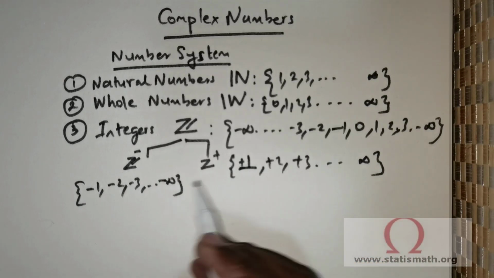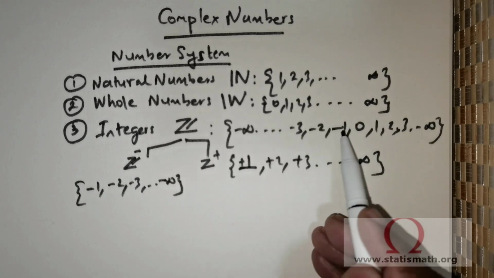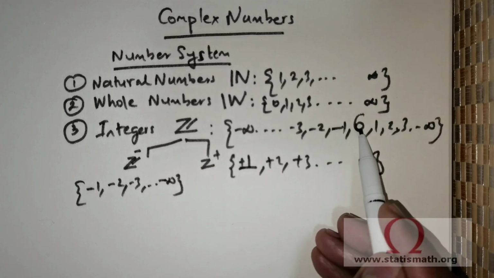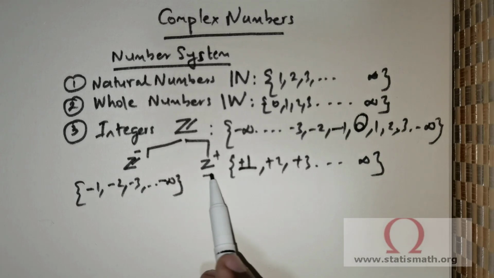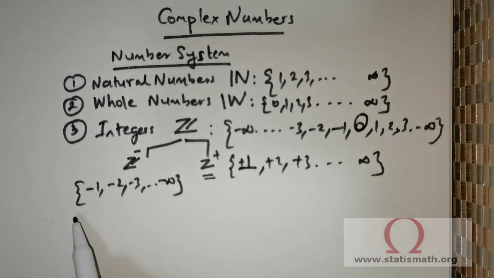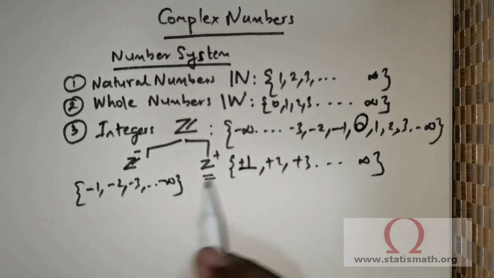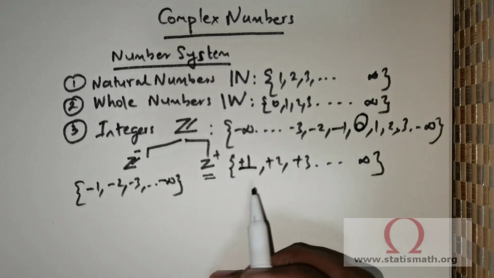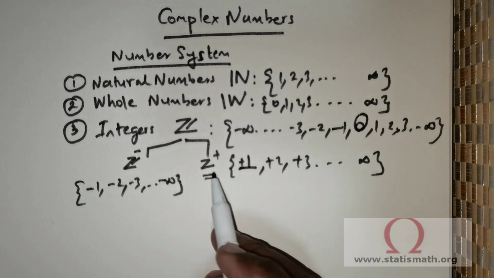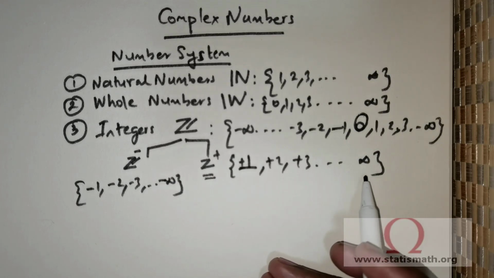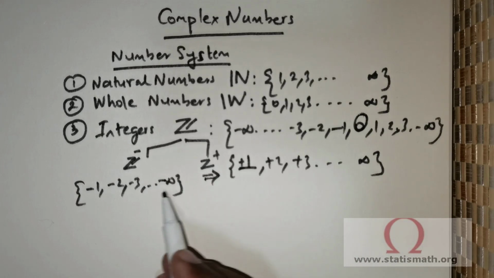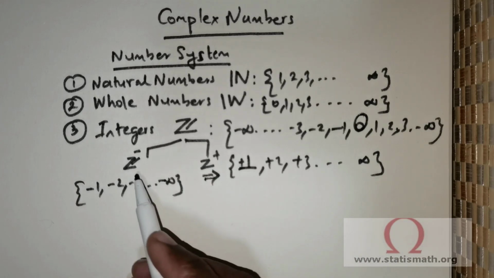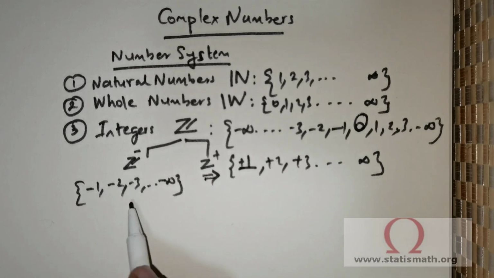Now, if you look at the set of integers, there is a presence of 0 here, but I have not included 0 in positive integers, neither have I included 0 in negative integers. That is the way it is. So if you are asked to write the positive integers, you should write this. This is the set. If you are asked to write negative integers, you have to write this.